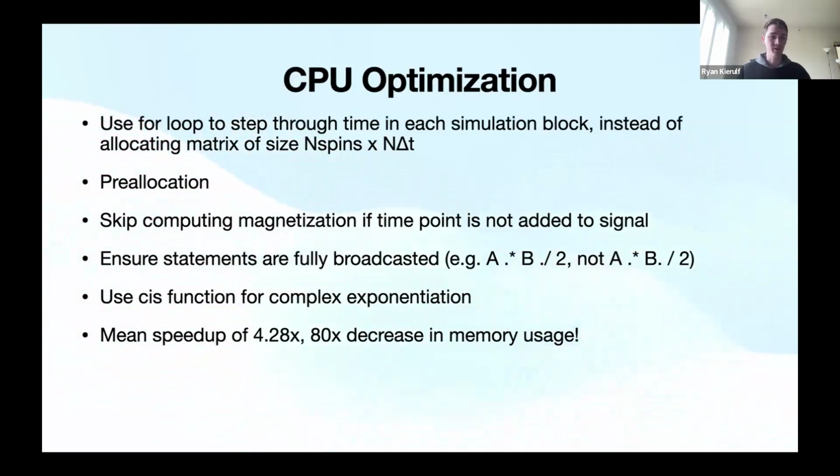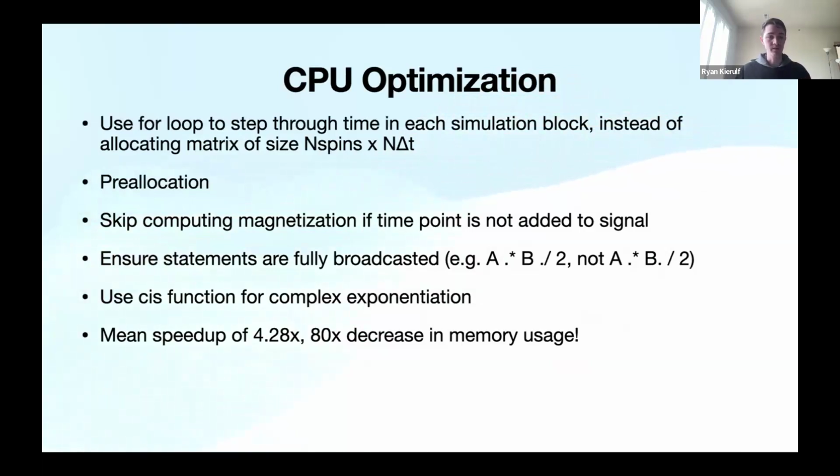And then pre-allocation was another thing that we made use of a lot. From one simulation block to the next, there are a lot of arrays that can be reused instead of allocating new arrays each time. There is also one expensive calculation for computing the magnetization at each time point, which we realized we could skip if it's not added to the signal. And then another thing: it was surprising that this made a difference, but even if you're multiplying or dividing by a scalar, it's still important to fully broadcast the statement. Otherwise, the compiler may have some trouble broadcasting the entire expression. There were a few statements that had a similar form as in our example, and making the change there actually made a fairly big difference, which was a bit surprising.